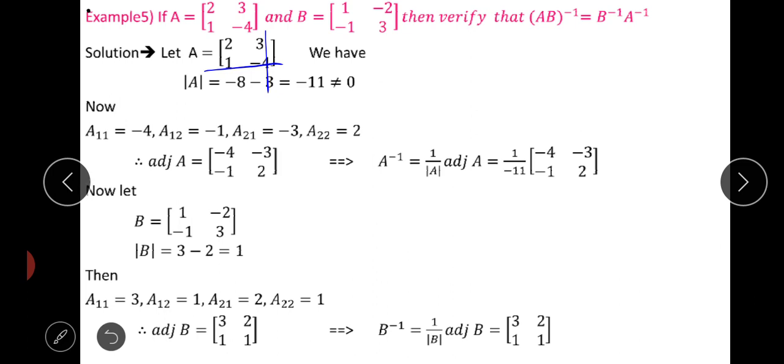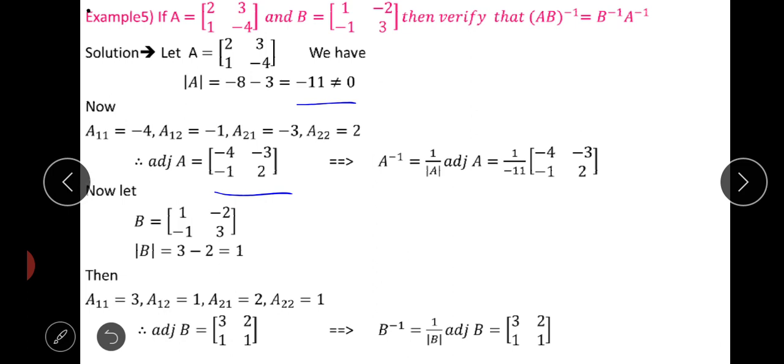Therefore the adjoint of matrix A is equal to, how to write this, rows to columns. Minus 4 is the first element, and -1 is here because I am converting rows to columns. Okay. Then the second row elements you have to write in the second column: -3, 2. Therefore A inverse is equal to 1 divided by determinant of A into adjoint of A. 1 divided by determinant of A is -11, and adjoint of A is this matrix.